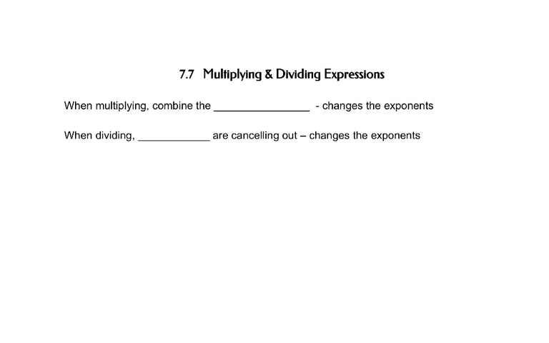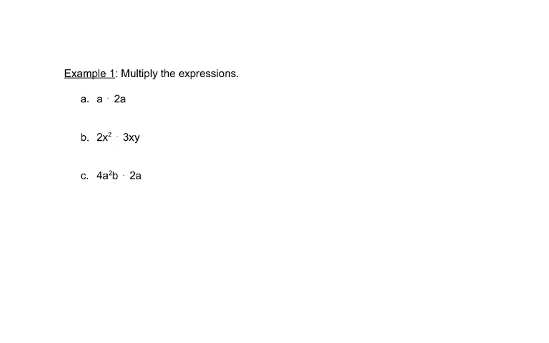So now we'll look at our 9.4. We're on page 77 now, and we're going to look at exponents. When multiplying, we're combining the letters, and that changes the exponents. When dividing, the letters are being canceled out, and that also changes the exponents. So here's a few examples.